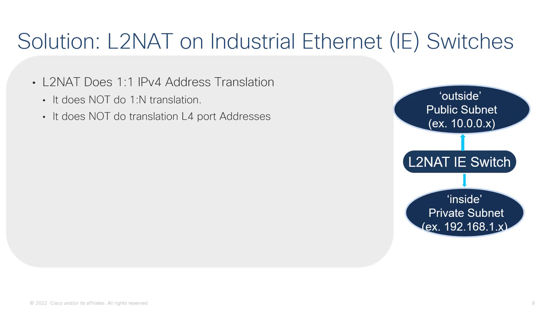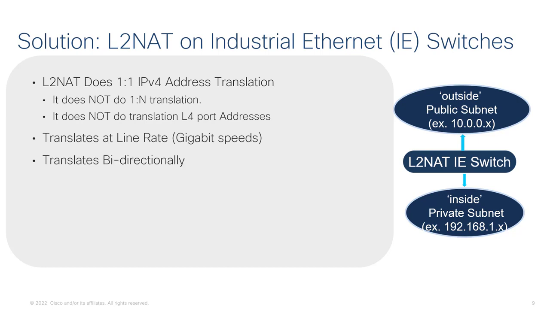Layer 2 NAT for IE switching is a one-for-one IP address translation. It's not one for N. It doesn't do PAT. It doesn't do Layer 4 port address translations. It's a Layer 3 IP header IP address translation. It's one for one. It works at line rate. It works bidirectionally. That means whatever's coming from the outside for the inside is translated, and whatever's coming from the inside for the outside is translated.